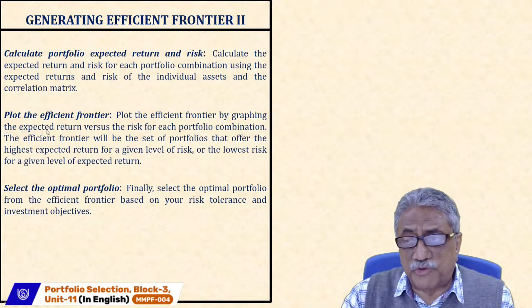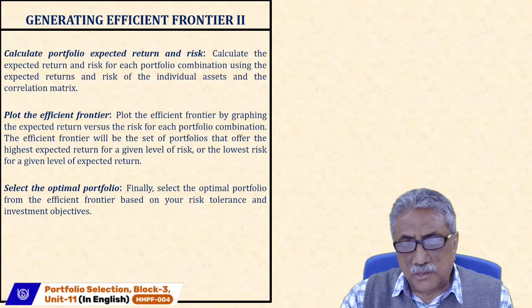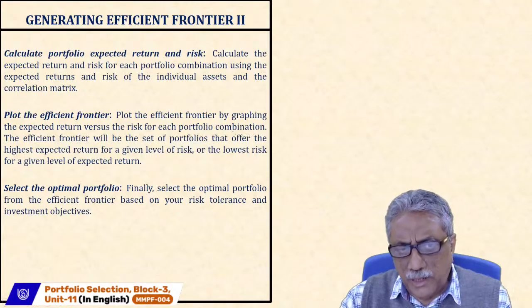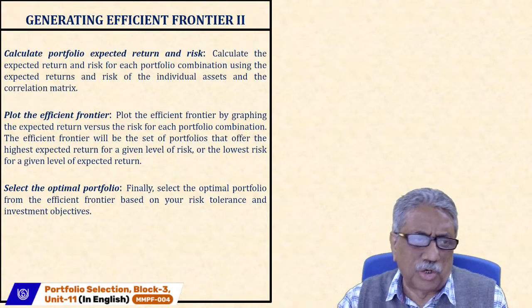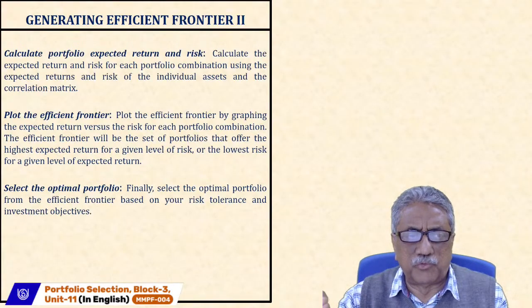You are not doing post facto. Before that, you take your expected return versus risk of each portfolio combination. So you are putting in your combination data and trying to prepare a graph. You are putting a dot. This is my expected return of the portfolio.